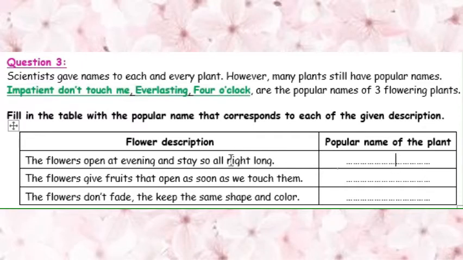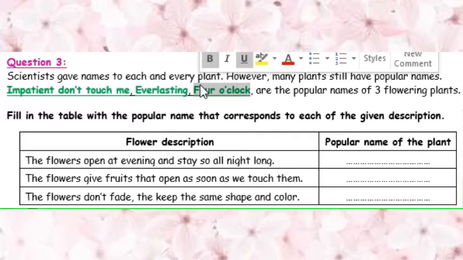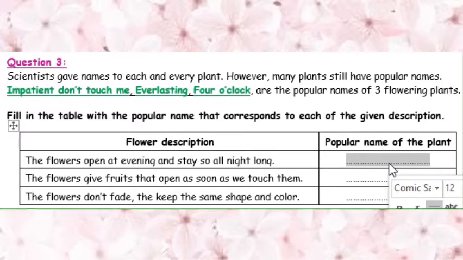1. The flowers open at evening and stay so all night long. What do you think? So, evening, that means we can talk about time. So, the name 4 o'clock goes better with this description.